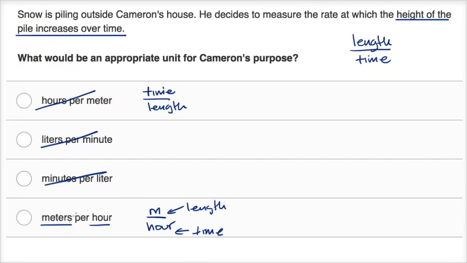If someone were to tell you, hey, the snow outside is increasing at a rate of say 5 liters per minute, well, that could be maybe the volume of snow, maybe over your entire lawn or something, but that would not be giving you the height per time. Height per time would be length per time right over here.